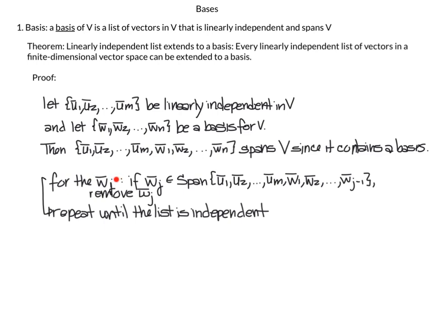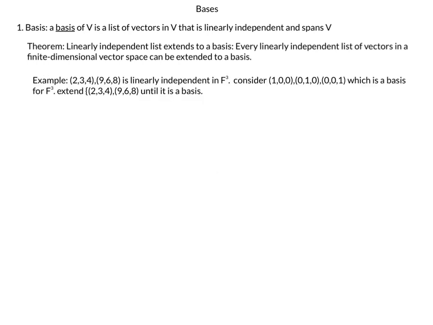And what we are going to do is pick a Wj, one of these W's. So if Wj is in the span of U1, U2 up to UM plus the remaining j minus 1 W vectors, then we're going to remove Wj. And we're going to repeat this process until the list is independent. We're going to illustrate this theorem and that technique with this example. So we have the vectors 2, 3, 4.